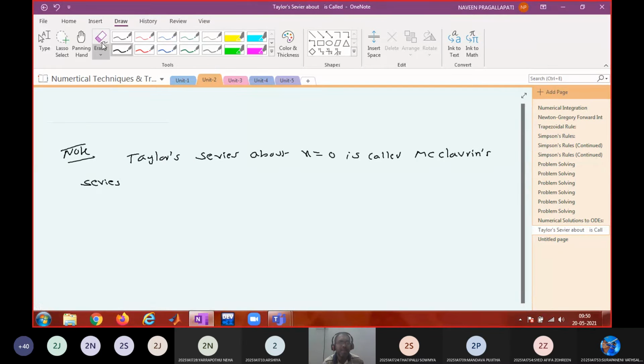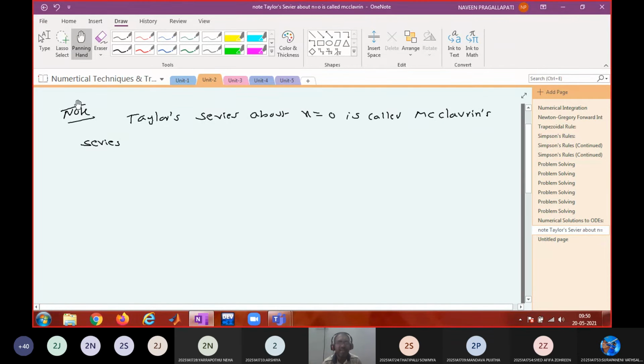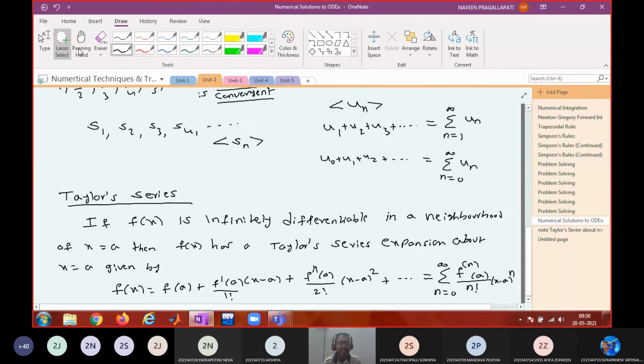That means what? You have to put a equal to 0. That means if the function is infinitely differentiable at the point x equal to 0, then it is going to be f of x equal to, wherever a is there, replace a with 0. f of x equal to f of 0 plus f dash of 0 by 1 factorial into x power 1 plus f double dash of 0 by 2 factorial into x square plus and so on.